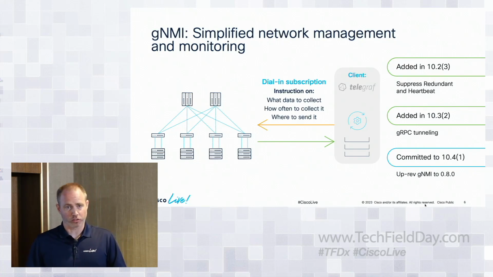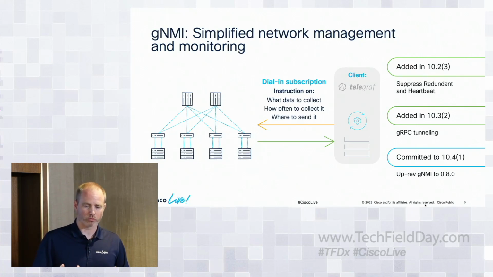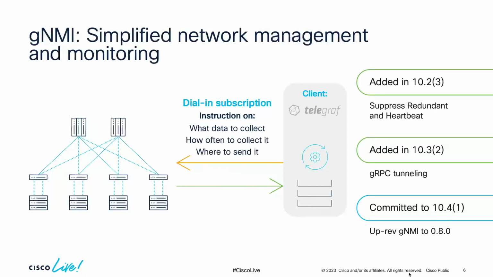It's just looking at some of the capabilities that we added in our more recent releases. We added suppress redundant and heartbeat. This means suppress redundant data. So if the data hasn't changed, don't send me that information. That's essentially to reduce the load on the switch for sending the information, reduce the load on the collector for receiving it, and to reduce the load on the database for storing redundant information.